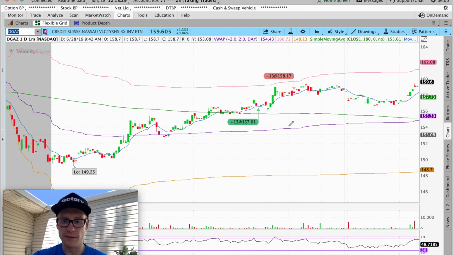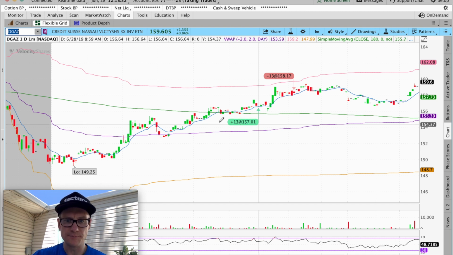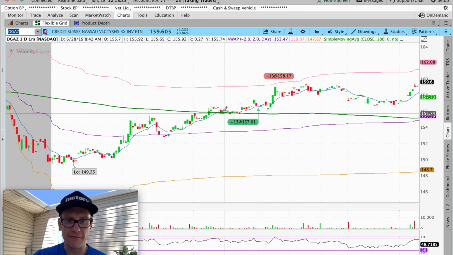Zoom in a little here. Yeah, so you can see as we broke above that VWAP and set this, we kind of based out here for a minute, touched it a couple of times.